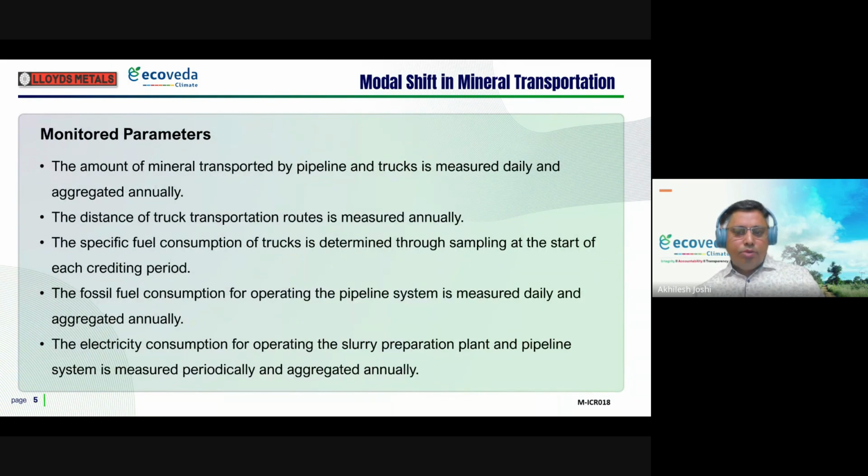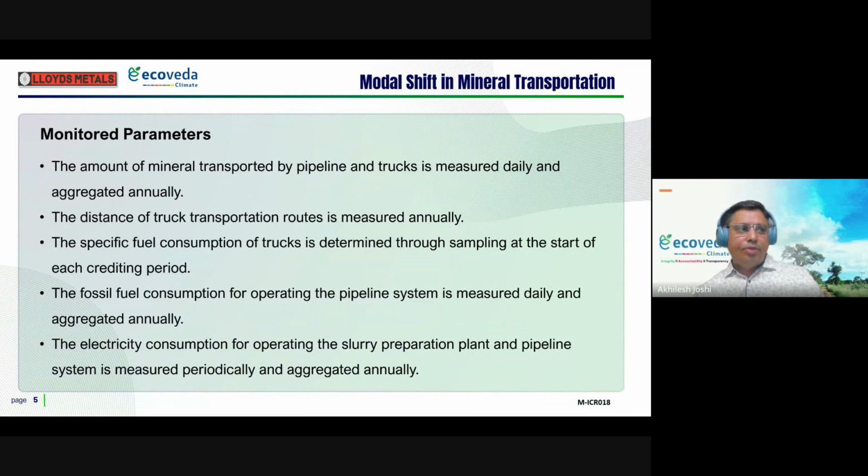About monitored parameters, the amount of mineral transported by pipeline and trucks is measured daily and aggregated annually. And then the baseline cap is there. So if it is more than the baseline fixed value, like 10 million tons, then it is capped at the baseline value. The distance of the truck transportation route is measured annually. So this is for the complementary routes.